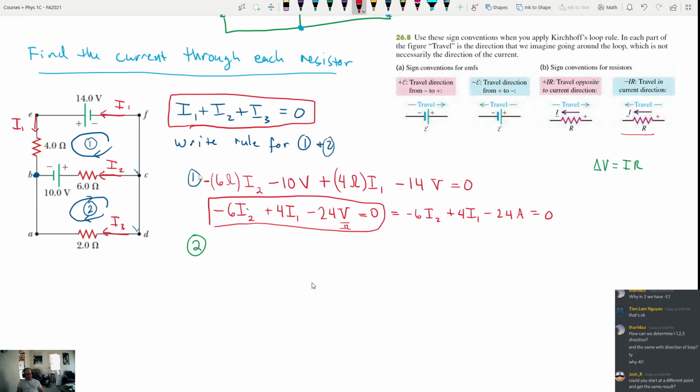Could I start at a different point and get the same result? Definitely. It does not matter where you start. You can try it yourself. You'll still get the same answer.